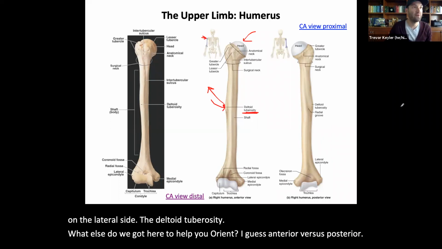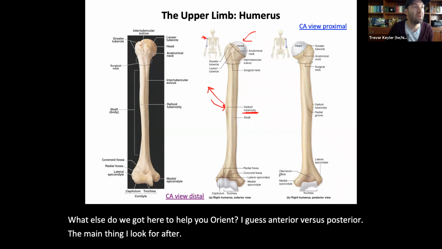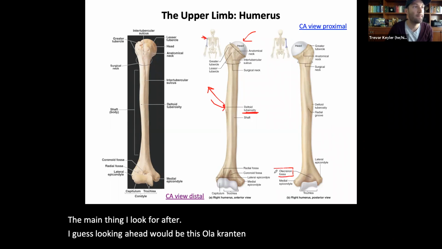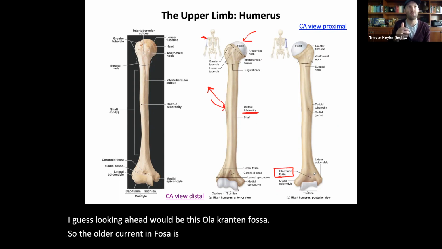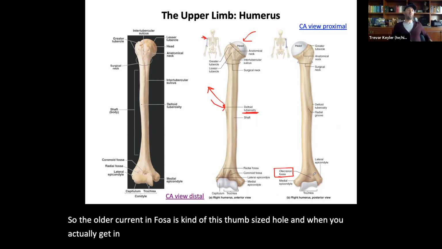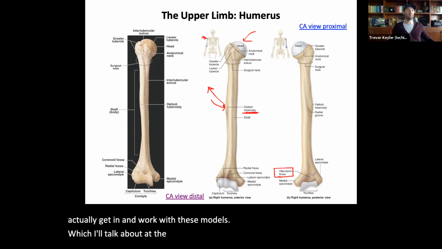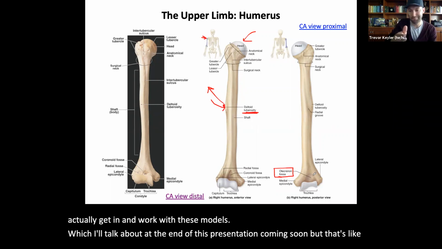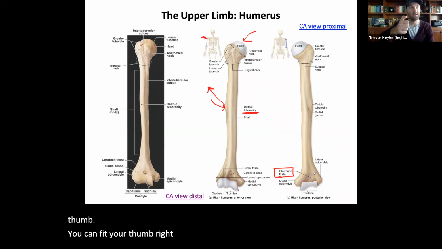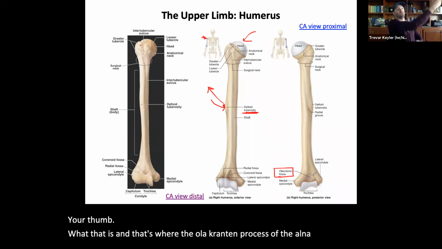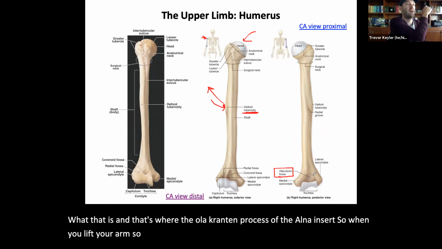the main thing I look for after the head would be this olecranon fossa. The olecranon fossa is kind of a thumb-sized hole. When you actually get in and work with these models, which I'll talk about at the end of this presentation, it's coming soon, you can fit your thumb right in it and articulate your thumb. That's where the olecranon process of the ulna inserts when you lift and raise your arm. So that's always going to be on the back, that olecranon fossa.